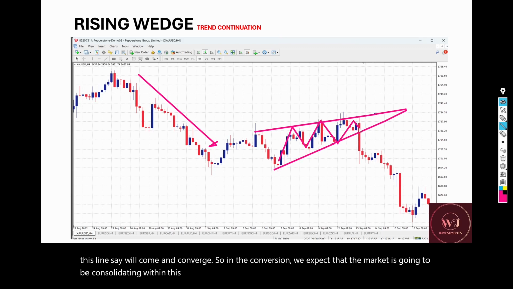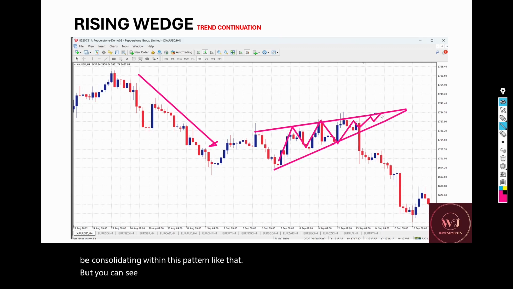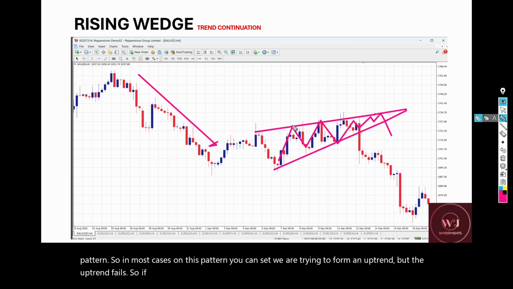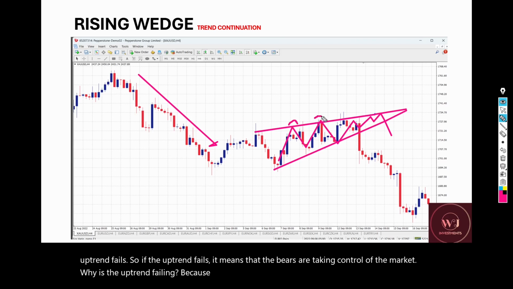So in the convergence, we expect that the market is going to be consolidating within this pattern like that. But you can see that the steeper it becomes, the more the chances of it breaking out of the pattern. So in most cases, in this pattern, you can see that we are trying to form an uptrend, but the uptrend fails. So if the uptrend fails, it means that the bears are taking control of the market. Why is the uptrend failing? Because of these insignificant swing highs.